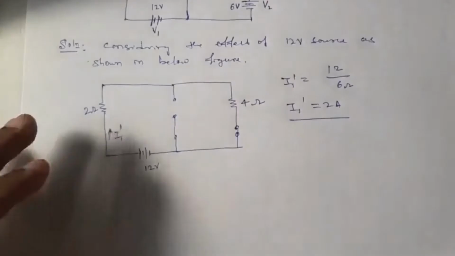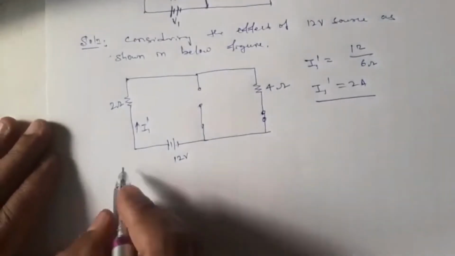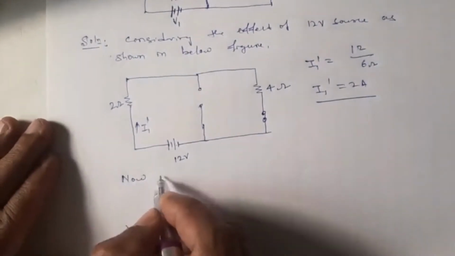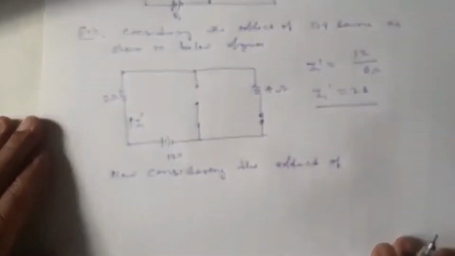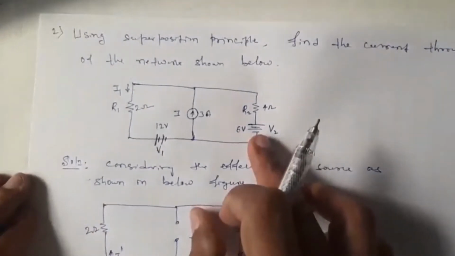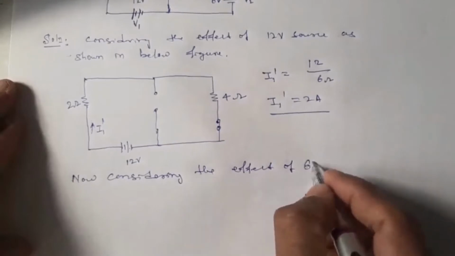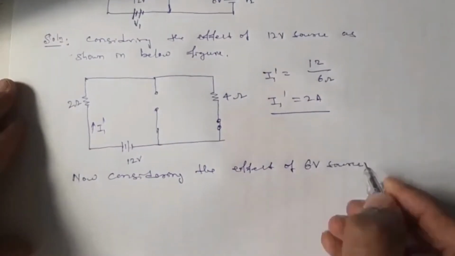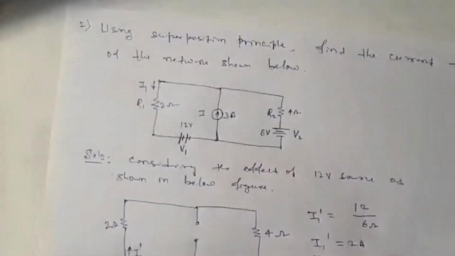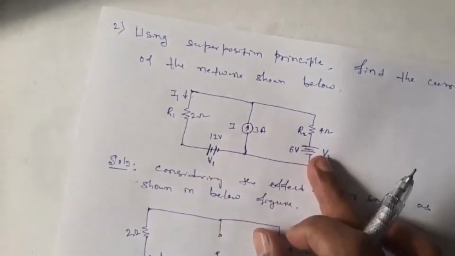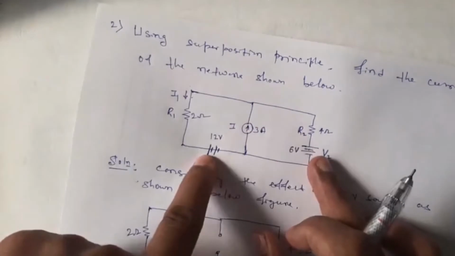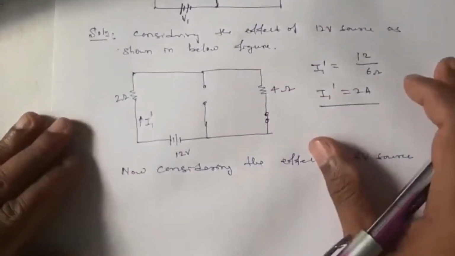Very simple. Now similarly, I am going to consider the effect of the next source, the 6 volt source, as shown in the figure. I'll draw that figure. Except this one, I should make the remaining sources zero. As usual, this is open and this is short. So I redraw that network.